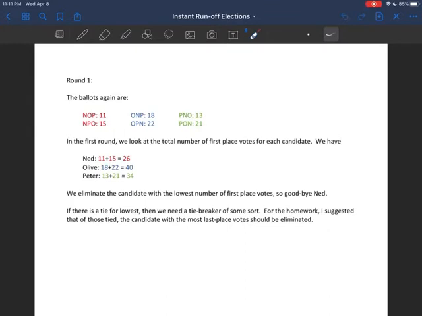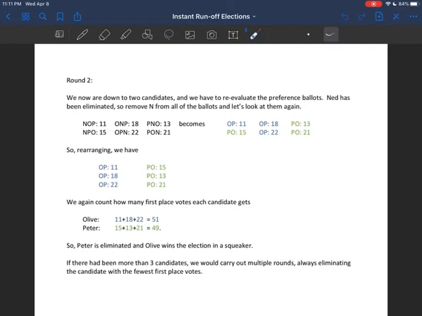If there happens to be a tie for the lowest number of votes, as happened in one of our homeworks, then we need a tiebreaker method. And there are several different ones that we could choose from. The one I suggested was if you do get a tie, then look between those two people, decide who got the most last place votes, and that person will be the loser. They'll be the ones kicked out. So, okay, in this case, Ned has been eliminated, and we move on to round 2.